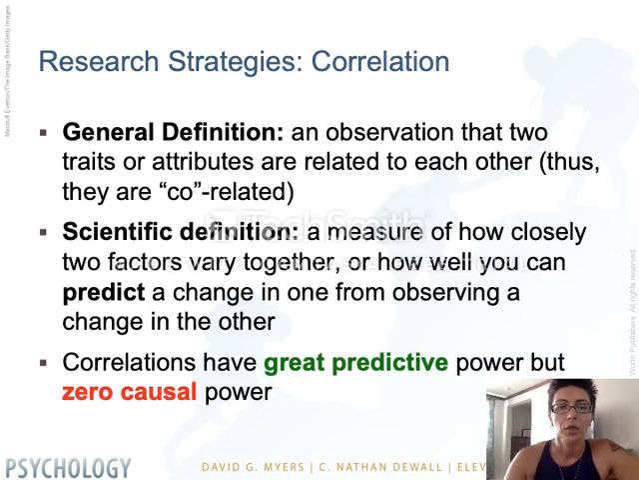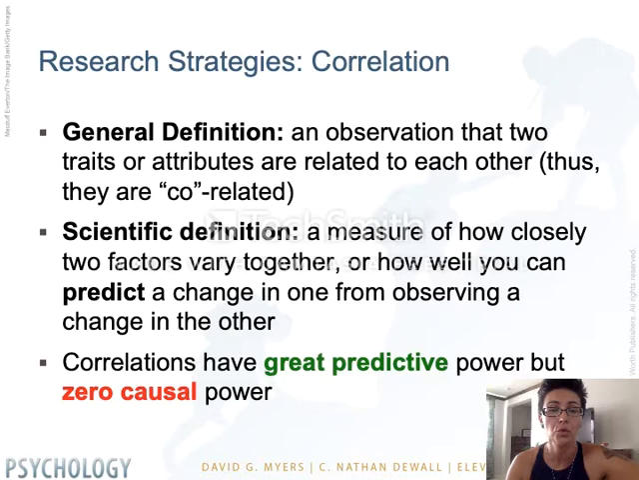So first of all, let's get the definition straight. Correlations are basically two traits or two attributes that are related to each other. They correlate. So you can use the word itself to remind you of what it means. It means that two things are related to one another. It really doesn't mean anything more than that.